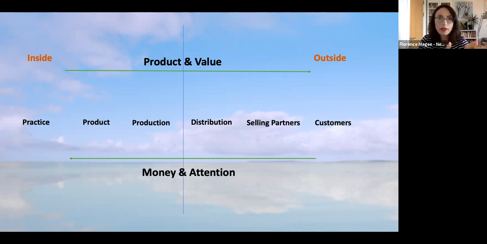So at the core of how this exchange happens is the production of your product, from the practice, which creates the product, to deciding, editing what is the product, producing the product, so the whole production process, and then bringing it out into the world in terms of distribution, in terms of where you want to sell it, the selling partners that you have, and then finally the clients, the customers.